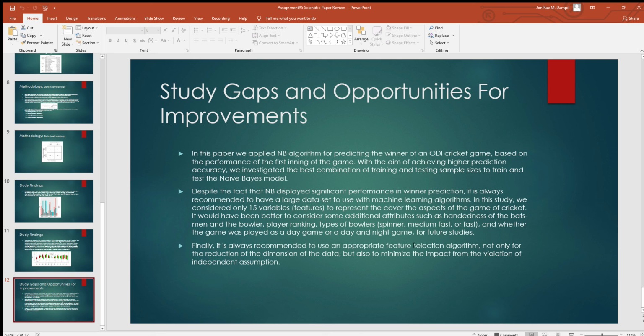So for the study gaps and opportunities, this basically means that we can always use more data sets to support more data and more variables, and at the same time get more accurate output and decisions using the Naive-Bayes algorithm.